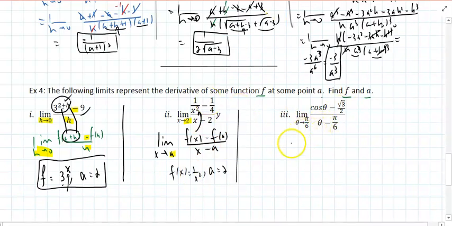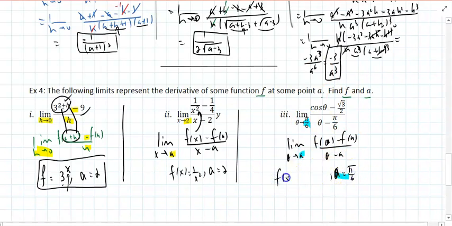And the limit is, again, kind of like saying theta approaches a of f of theta minus f of a over theta minus a. Well, again, a is right there. We know that. A is pi over 6. And f of x, well, isn't that right there? It's really f of theta, but it's all good. And that's pretty much it for this section.